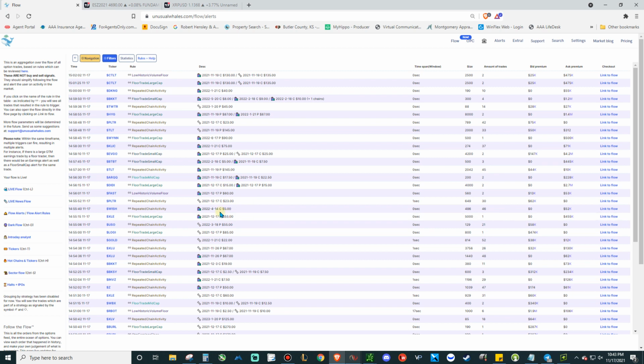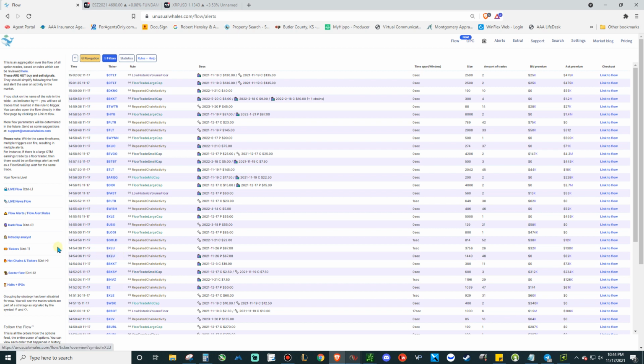I'm not really interested in, see here, someone bought this $5 call for April. Some people might be interested in seeing repeated chain activity for Wish, a very hot stock a couple months ago or whatever. So someone buying that, you can see the premium, the size on it, the amount of trades. So very interesting to see this flow.